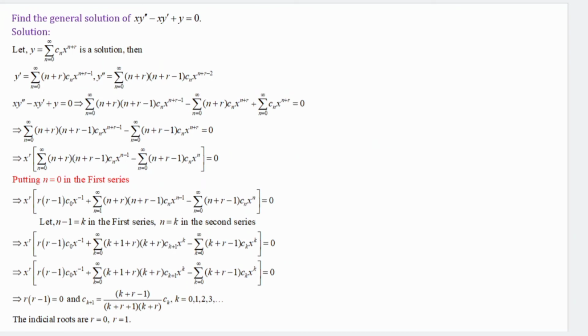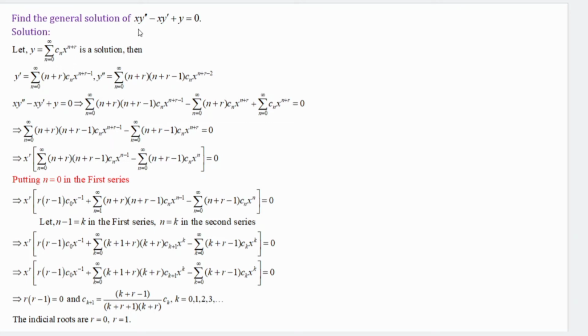So let us consider another example. You can see here x y double prime minus x y prime plus y equal to 0. We use the same procedure. So we consider a series y equal to summation of n equal to 0 to infinity cn x power n plus r.